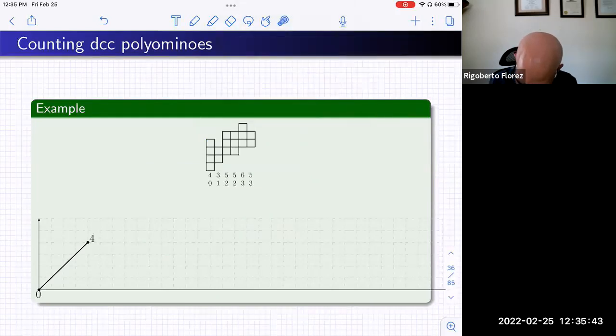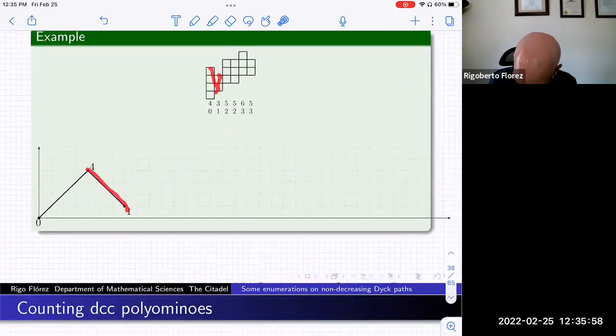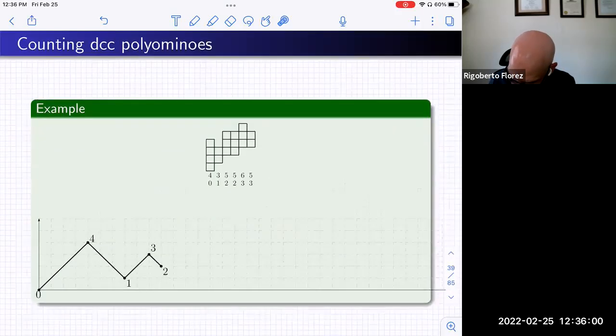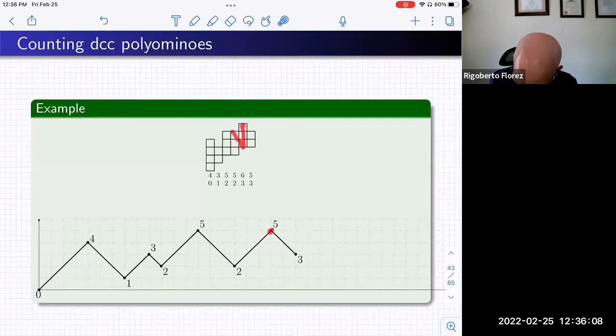So we start with level 0. Level 0 means origin, and go to level 4 here. You go here. Then from level 4, you go to level 1, and then from level 1 to level 3, and so on. And that way we have a bijection of that. See here. So let's see. Here we are in level 5, maybe it's this, and then go here, and then go here, and here.